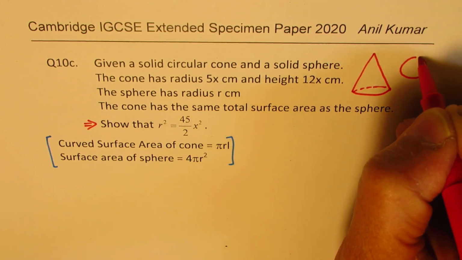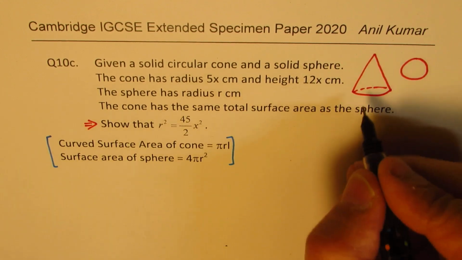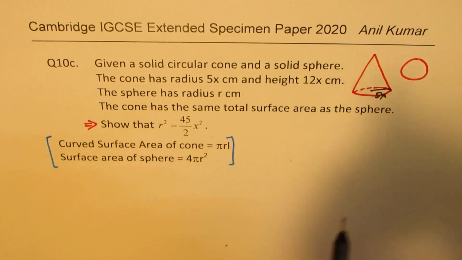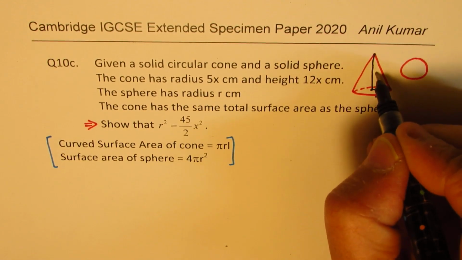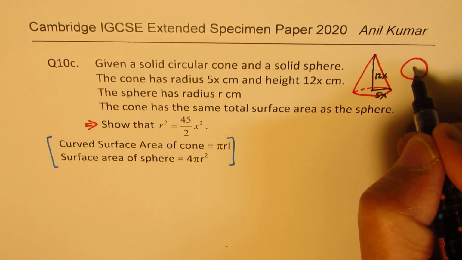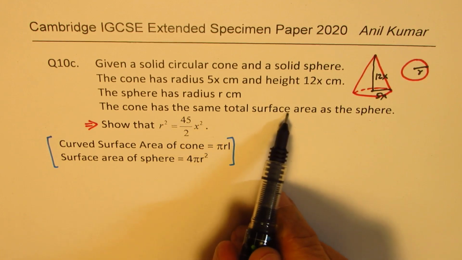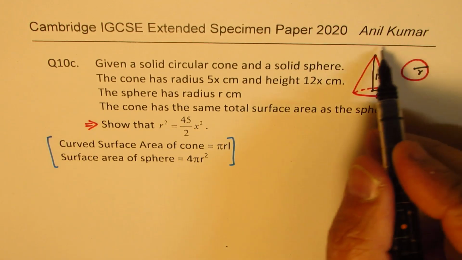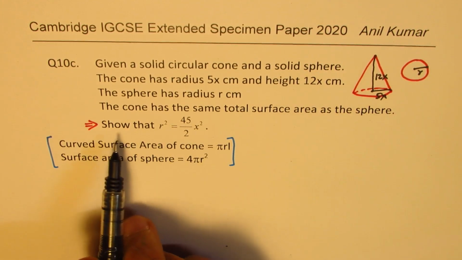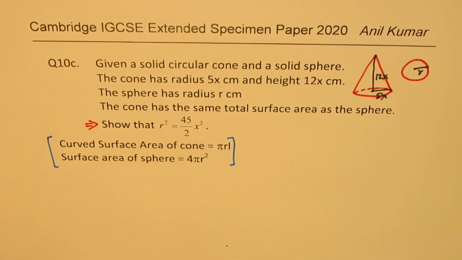And a solid sphere. The cone has a radius of 5x, so this is 5x, and a height of 12x, and this height is 12x. The sphere has radius of r. This radius is r. The cone has the same total surface area as the sphere, so both their areas are the same. Show that r squared equals 45 over 2 x squared.